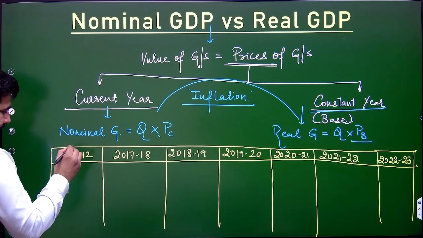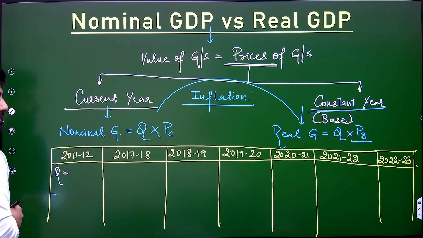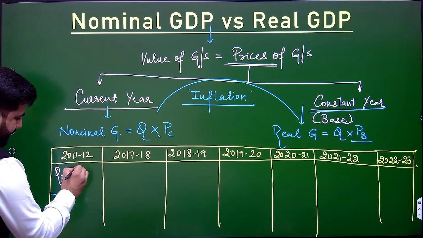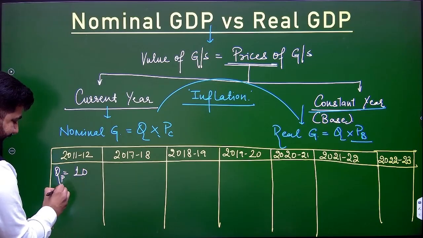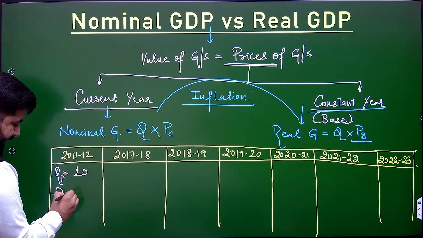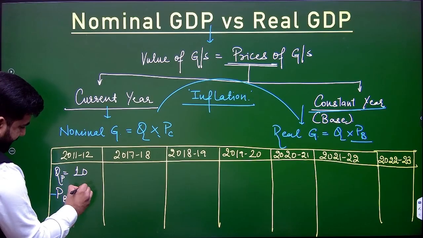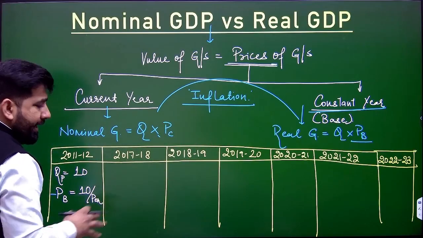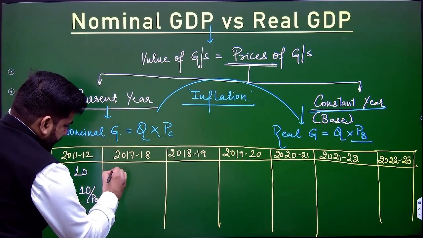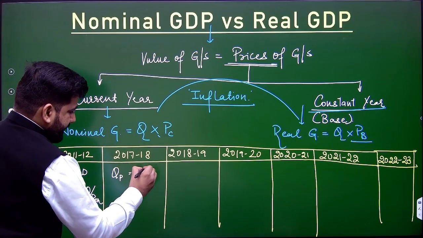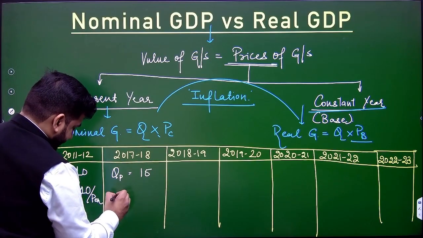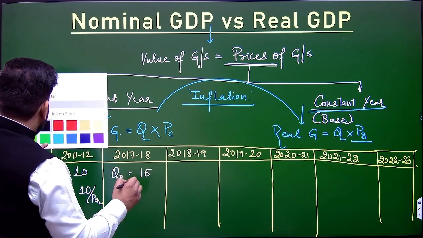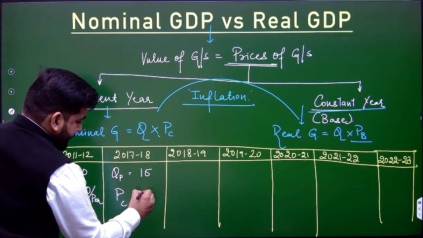Now assume in this base year, the number of pens being produced was, suppose, 10, and the price of one pen was, suppose, 10 rupees per pen. Clear? Now let us see 2017-18. The quantity of pens produced was, suppose, 15, and this is the price of the current year. Whatever the price of the current year, let us say 20 rupees.